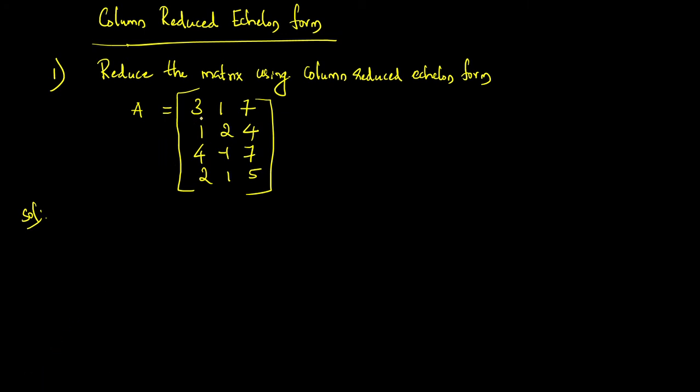Therefore, we can make the first element of the first row 2, 1. For that, use the row transformation. C1 use C2.